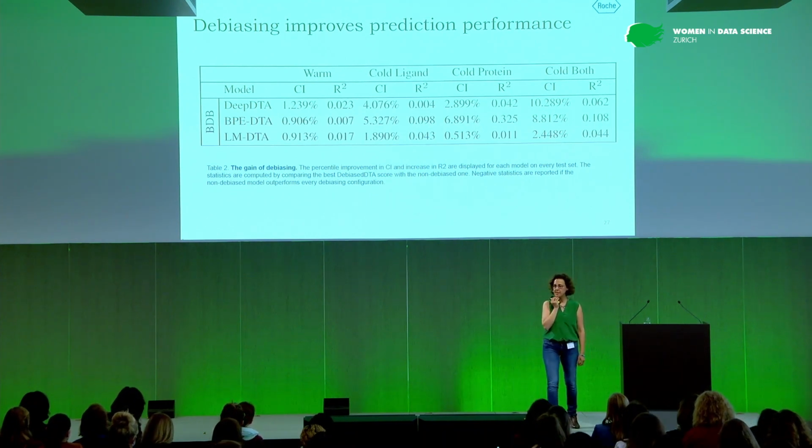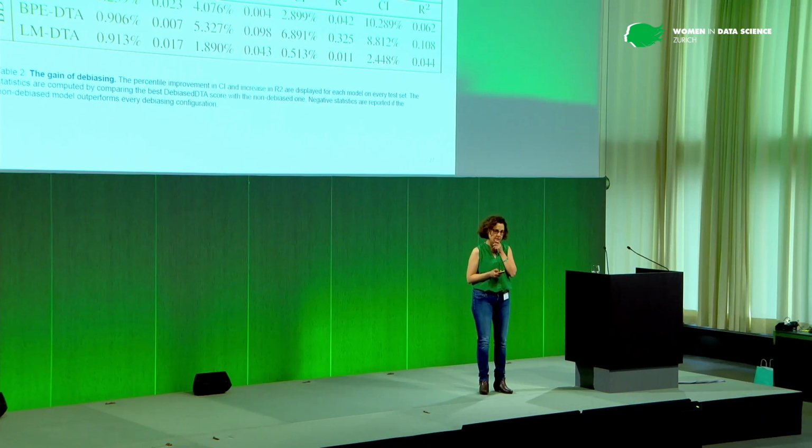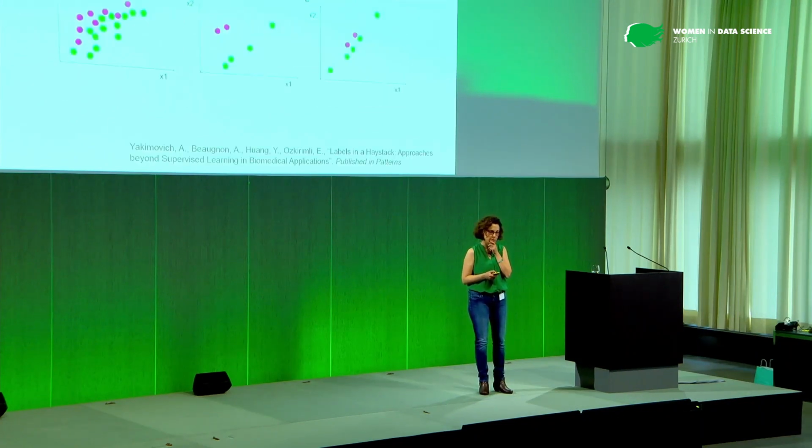I won't go into the details of the numbers, but it improves prediction performance both for the warm setting and also for the cold setting. So the idea is based on, can I use causal, or let's say physical chemical, the underlying energy landscape idea to learn more about how a protein and a compound are going to interact with each other. And we showed that this debiasing improves prediction performance.